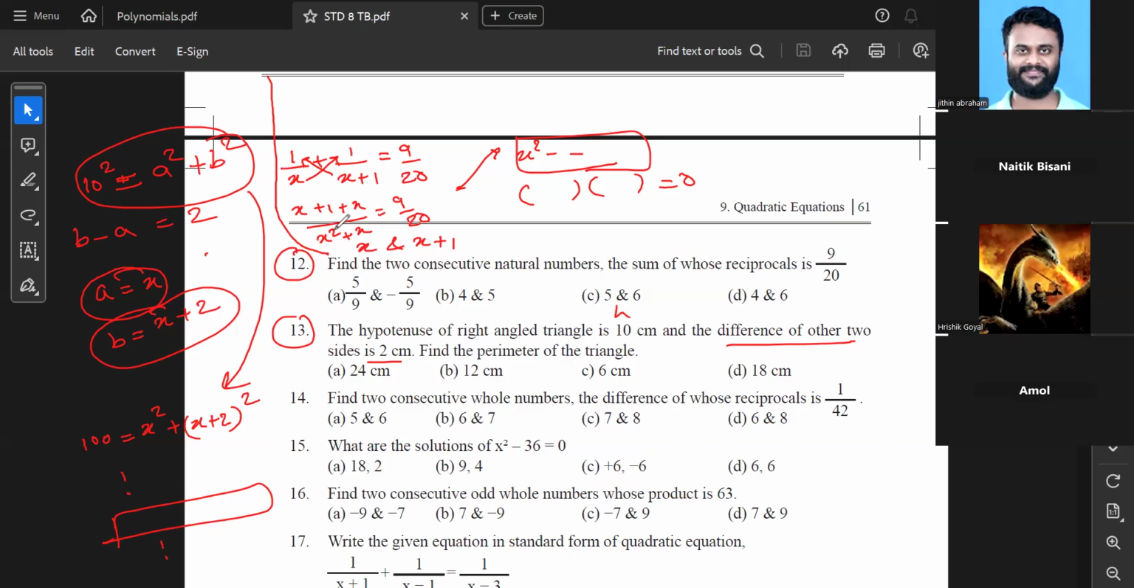Sir, I have a doubt in the 14th and 17th and 18th question. Find the two consecutive numbers when the difference of the reciprocal. See, like how we have written the sum of the reciprocal, like 1 by x, similarly the difference means it will be a minus sign. Difference of the reciprocal is 1 by 42. So two consecutive whole numbers it is. So 1 by x minus 1 by x plus 1 is equal to 1 by 42. You have to solve this equation. Okay, sir. Yeah. This is for the 14th.